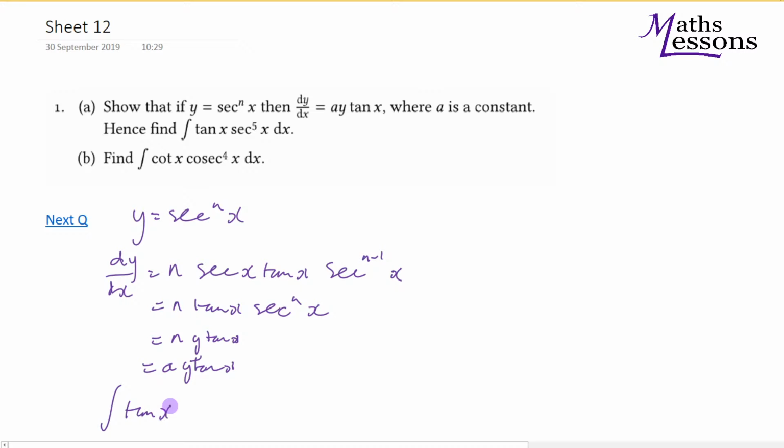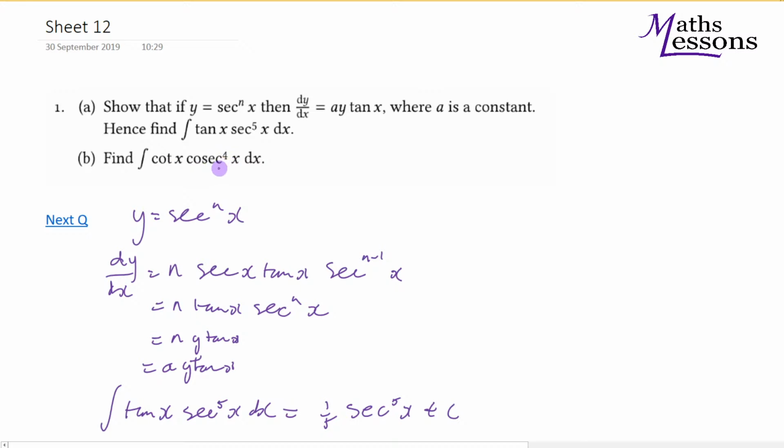Now, if we want to integrate tan x sec 5x dx, this is just reversing this process. We can see that this must come from just sec to the 5x as a power. And what we don't have is 5 tan x sec 5x, so therefore we need 1/5 of that and add a constant.